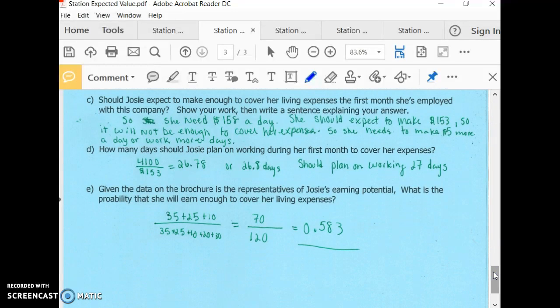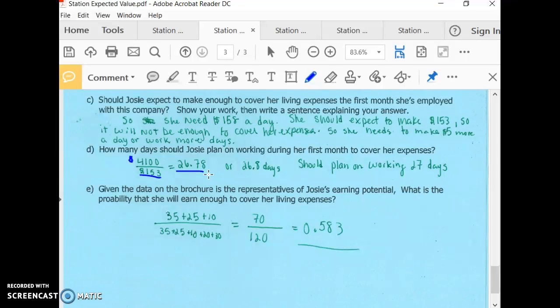So how many days should Josie plan on working during her first month to cover her living expenses? So how much does she need in the month? $4,100. I want to divide that by that expected value, which gives me 26.78. So I'm going to round that up to 26.8 days. She should plan on working probably 27 days, right?